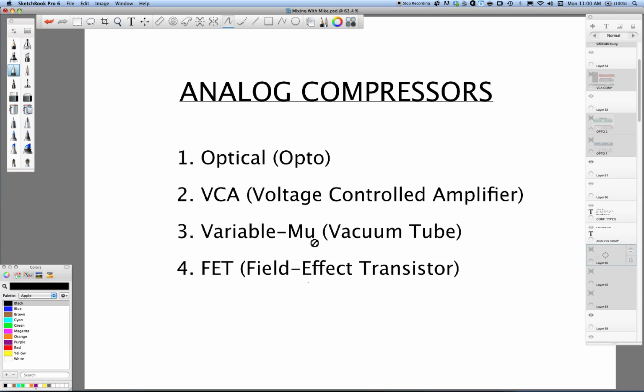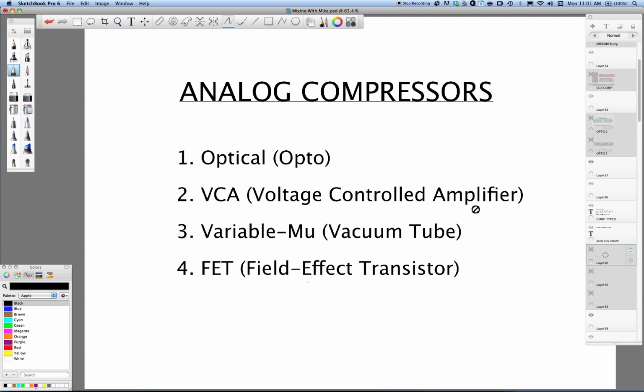Variable mu, mu is just a word for gain, and so vari-mu is like a vacuum tube form of compression. And so basically, in a nutshell, what you're doing is you're controlling the bias current and varying the bias current to control gain through the tube. And this also adds a form of distortion. They all add different forms of distortion which color the sound. We'll get into that in the individual videos when we talk about the different types of compressors.